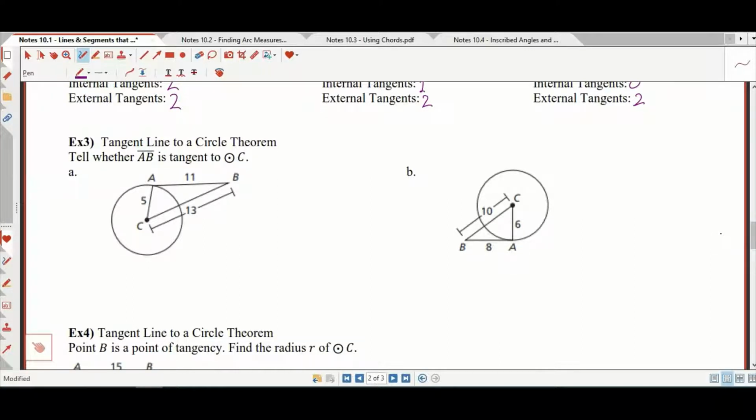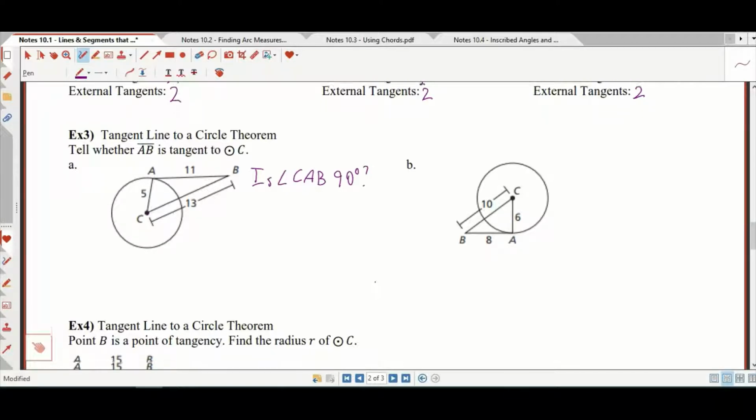That is to say, is angle CAB 90 degrees? Is it right? Is this radius 90 degrees on that? You can kind of see it. If you look closely, it sure doesn't look like it. But we can't go by artistry because anybody who's taken a math class knows that math teachers are some of the worst artists on the planet when it comes to drawing things. So we're going to check if this is a right triangle.